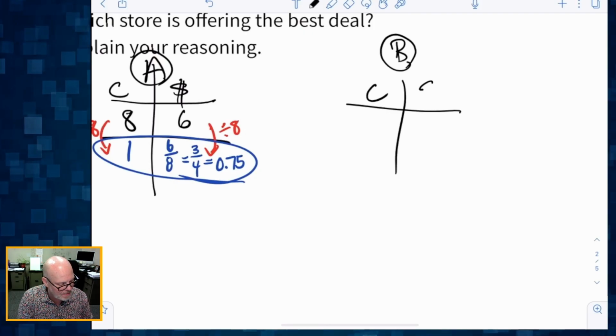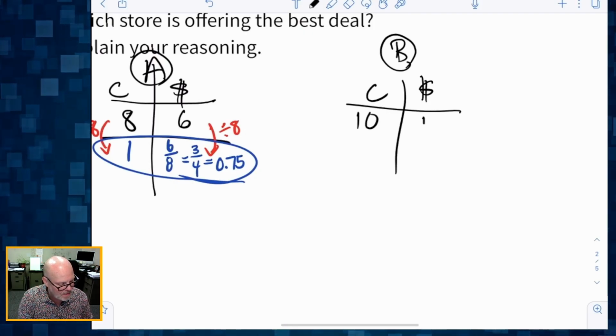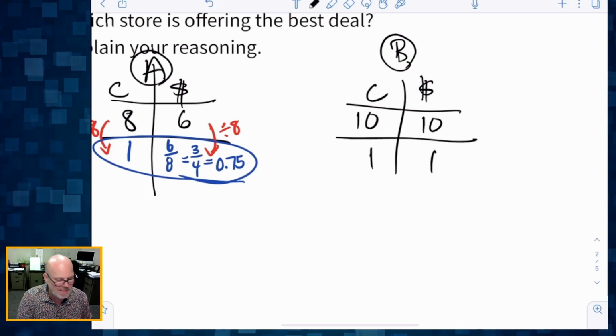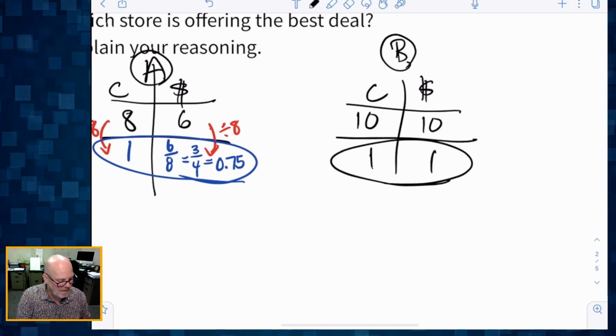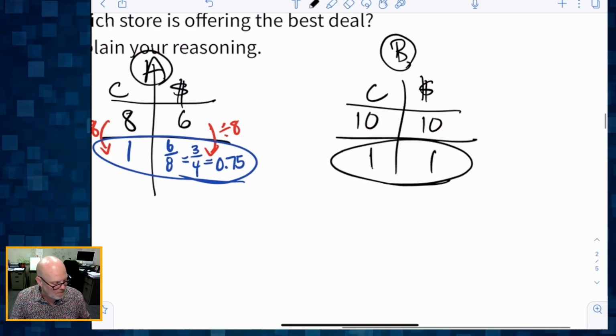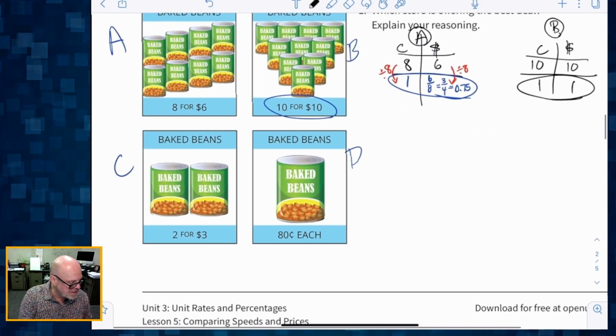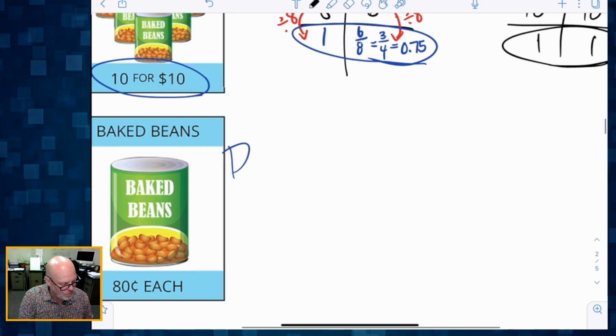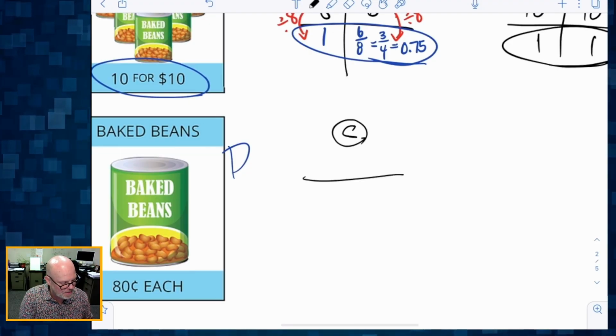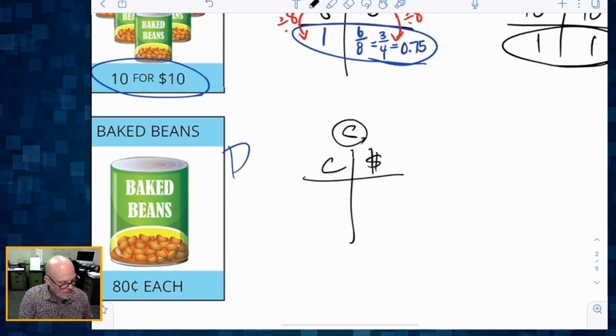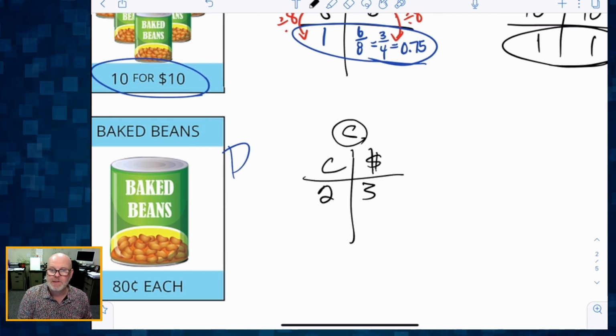Option B, cans and dollars. 10 cans for $10. That's pretty easy. That's 1 can for $1. Option C, 2 cans for $3.